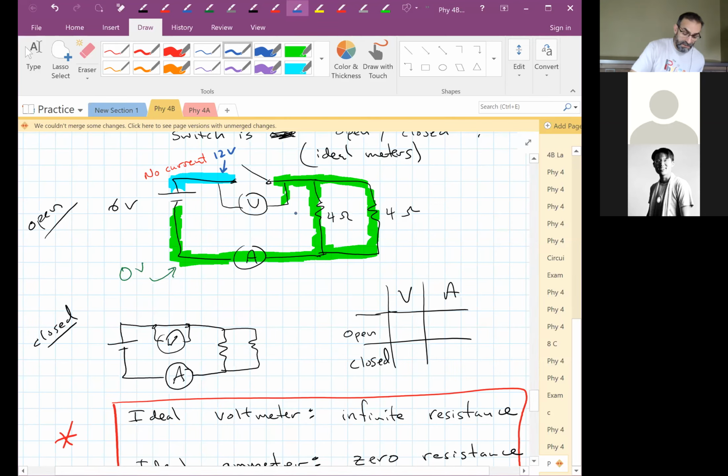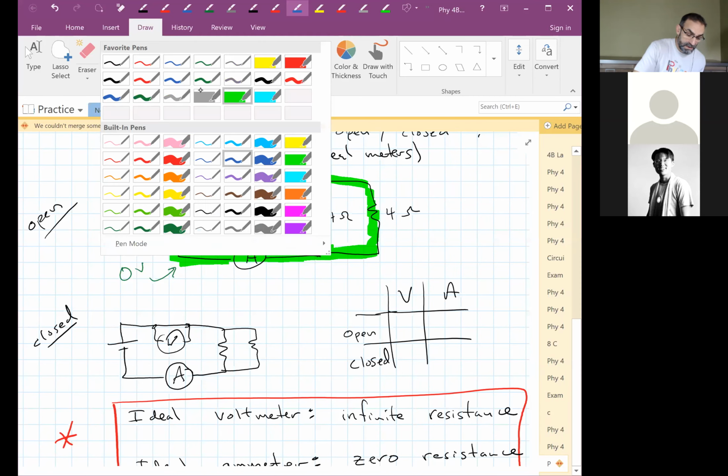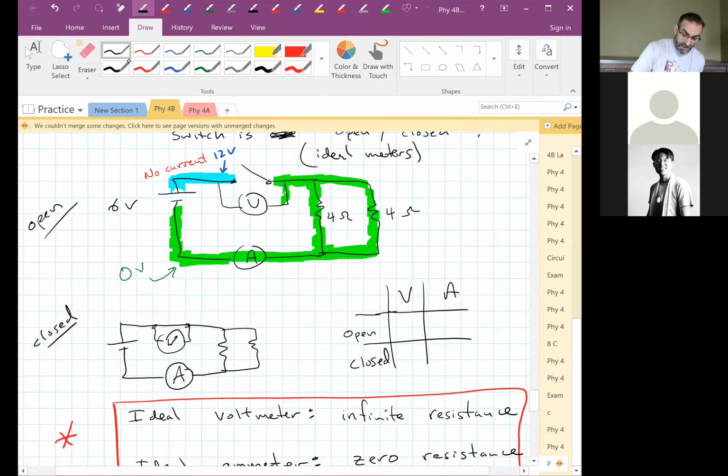So the leads on my voltmeter are connected to what? 12 and 0. So when that switch is open, the voltmeter reads, sorry, not 12. I was thinking about the last problem. The last problem, everything was 12. I changed it to 6 here, didn't I? 6 and 0.